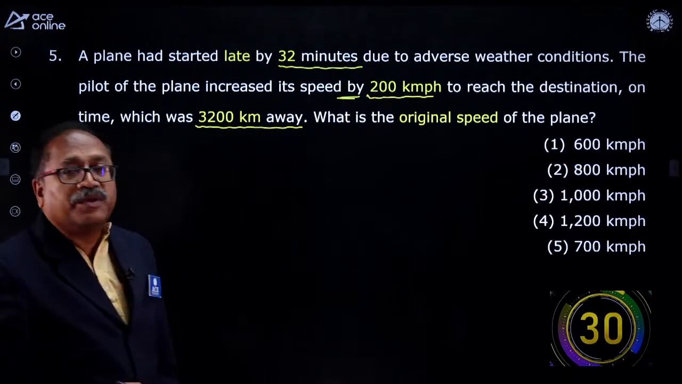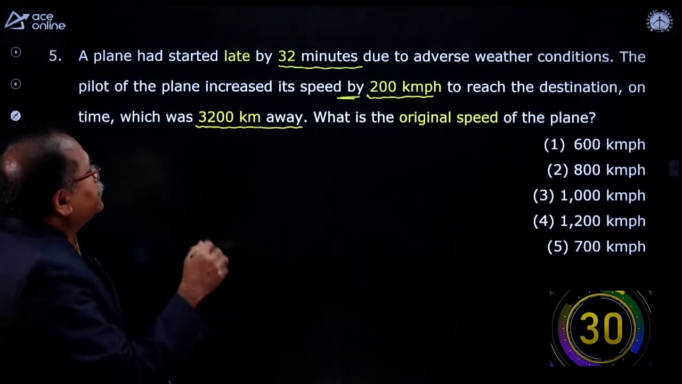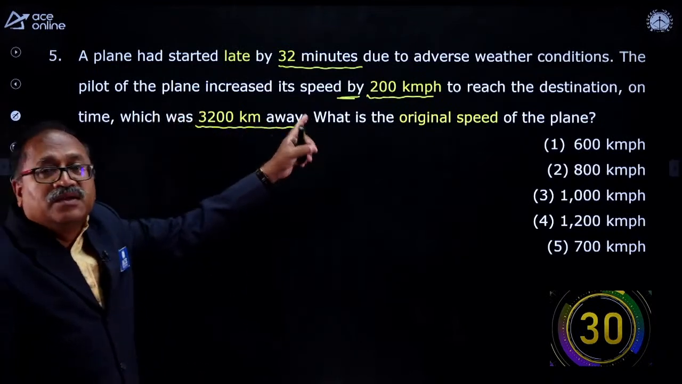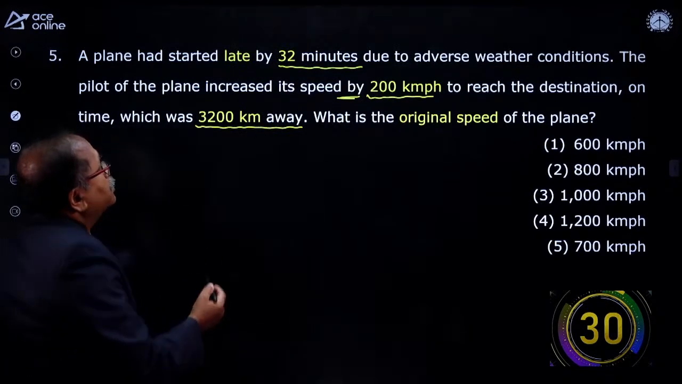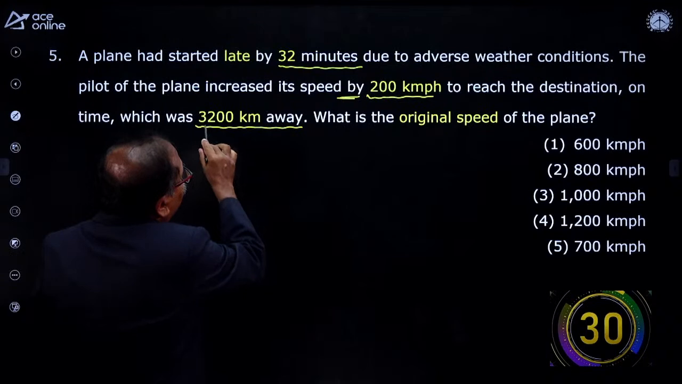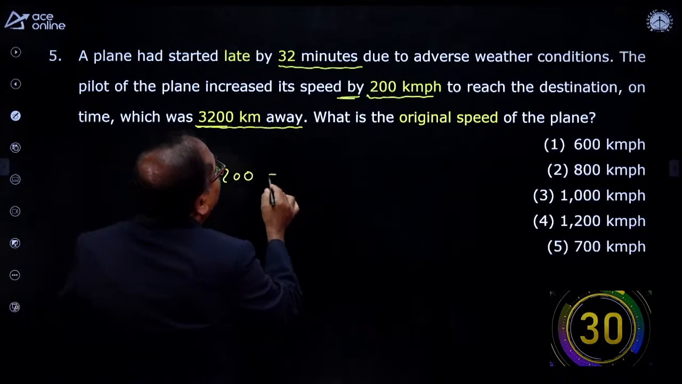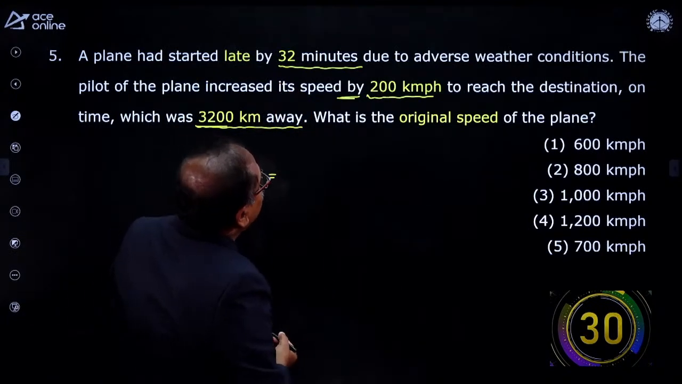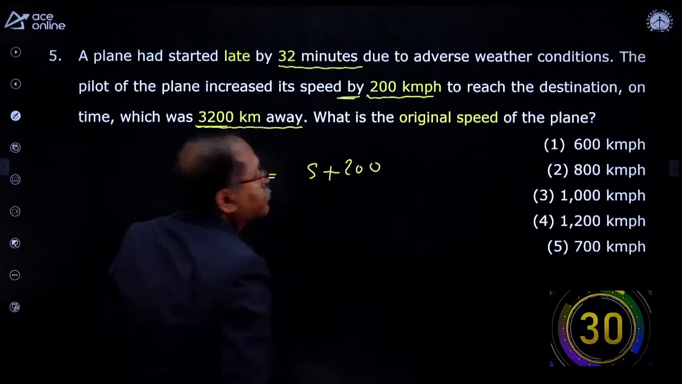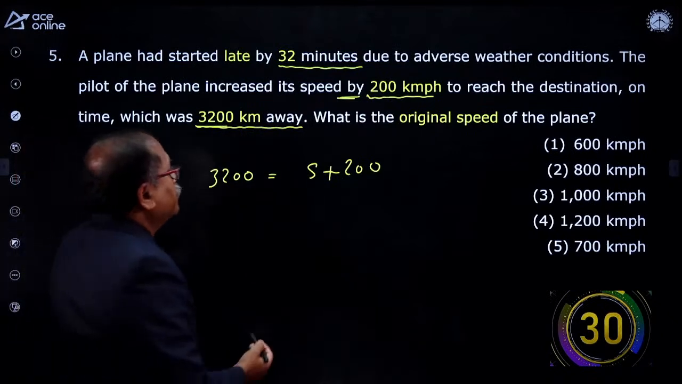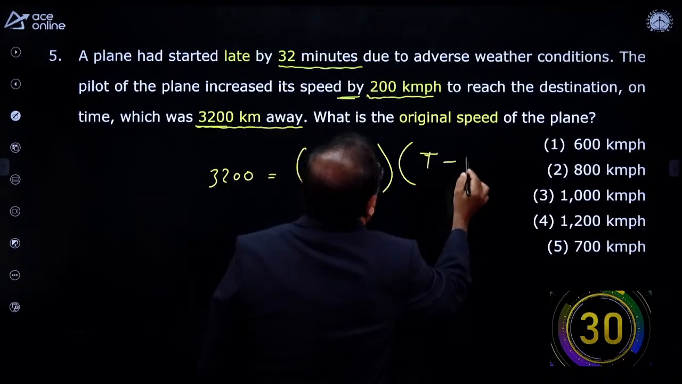Okay, the options are not properly placed. So there could be an option verification, to check whether 600 is correct and the situation matches. But how do we approach this question? We know that S into 2 is already there, 3,200. Now 3,200 is equal to S plus 200, that is the speed, and the time, that is T minus 32.